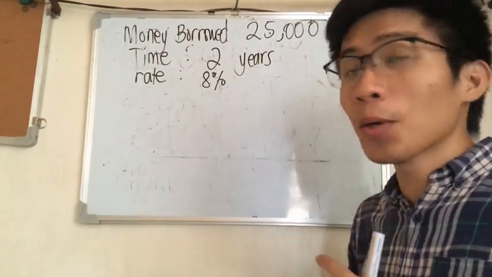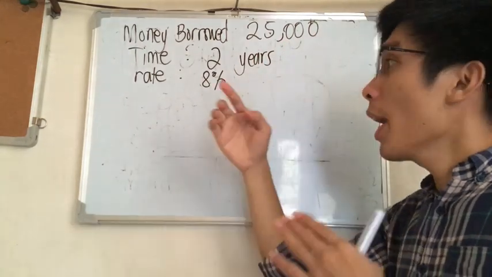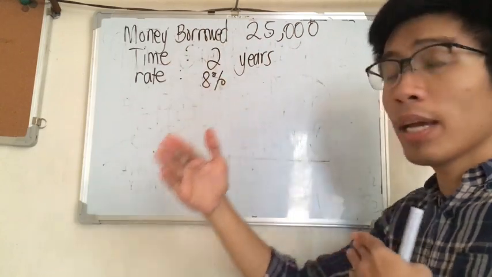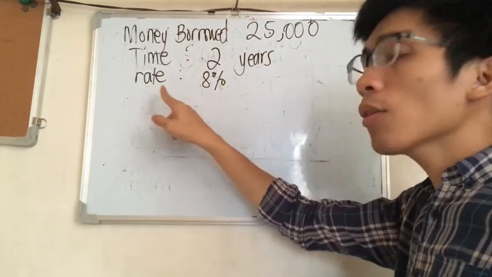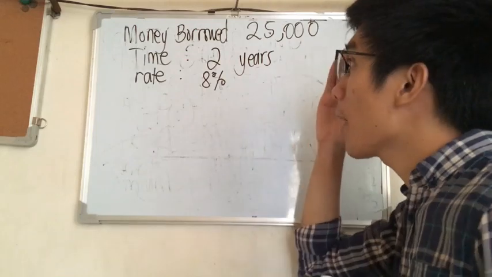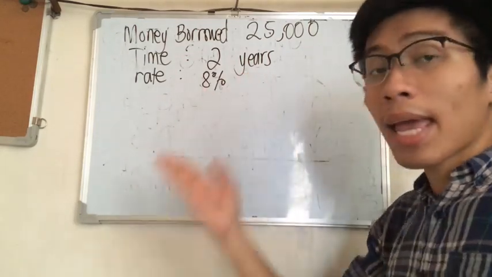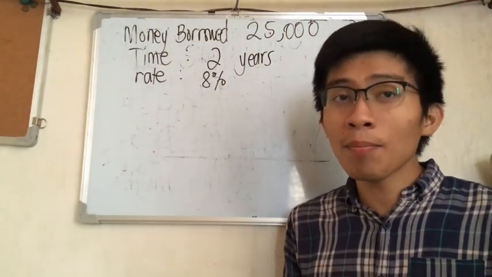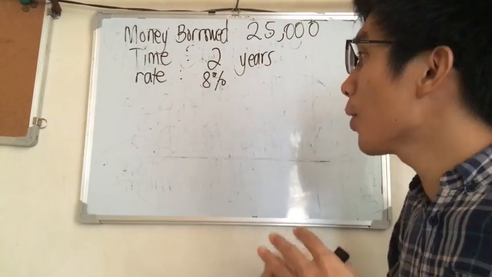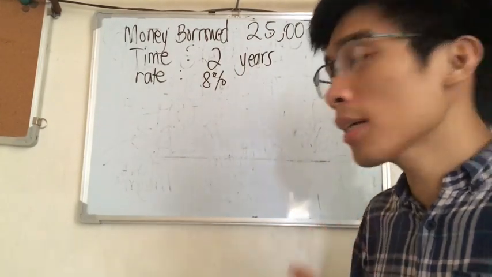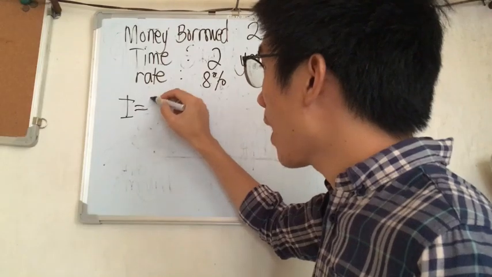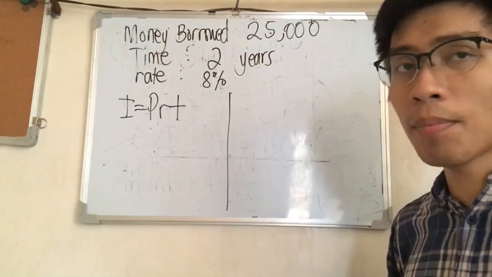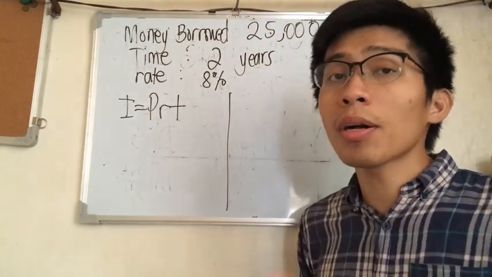What if I borrowed money worth 25,000, and to pay this 25,000, including the interest amount, I have to pay within 2 years. And the interest rate added to the money that I borrowed is 8%. Again, in solving simple interest, the formula should involve I = PRT. But before solving everything using I = PRT, let's identify what my givens are.